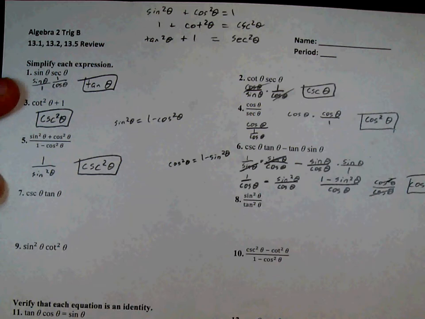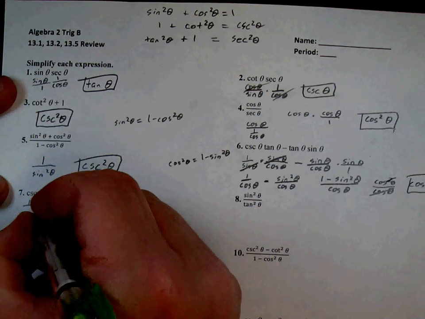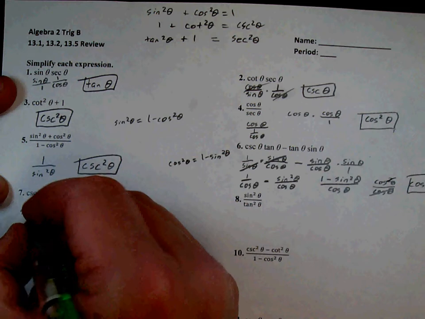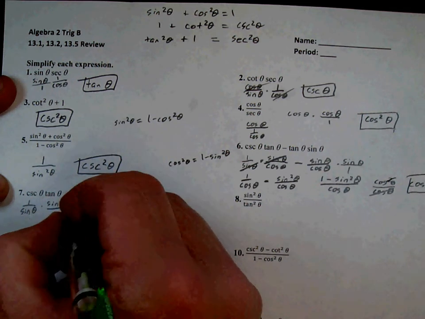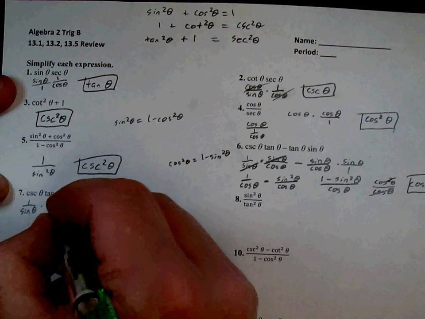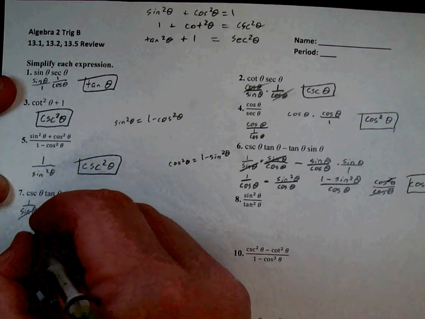Might have been faster to factor out the tangent, perhaps, maybe not. Okay, here we go. Number 7. Cosecant is the reciprocal of sine. Tangent, sine over cosine. And cancel out my sines, leaving me with 1 over cosine, which is secant.